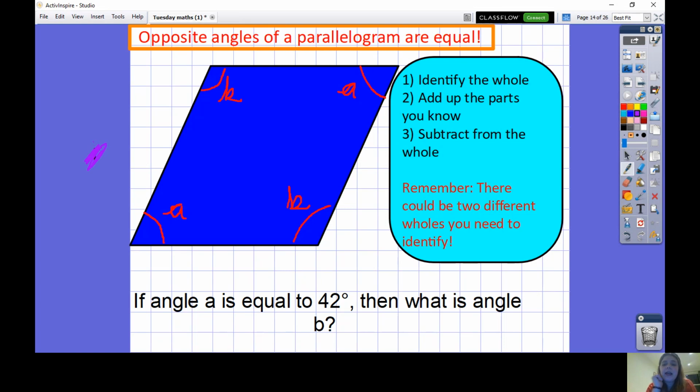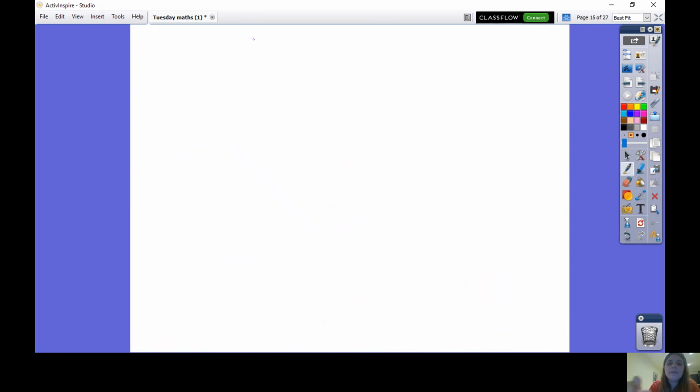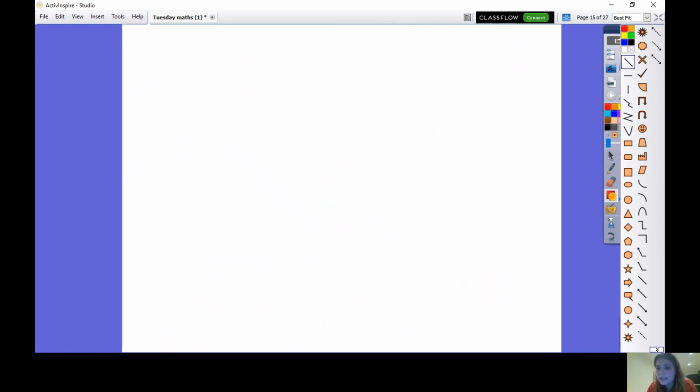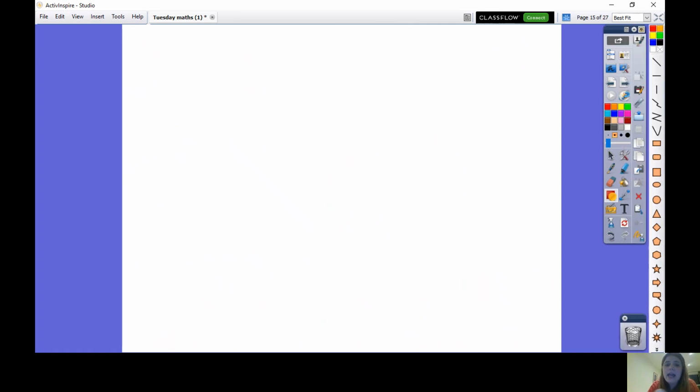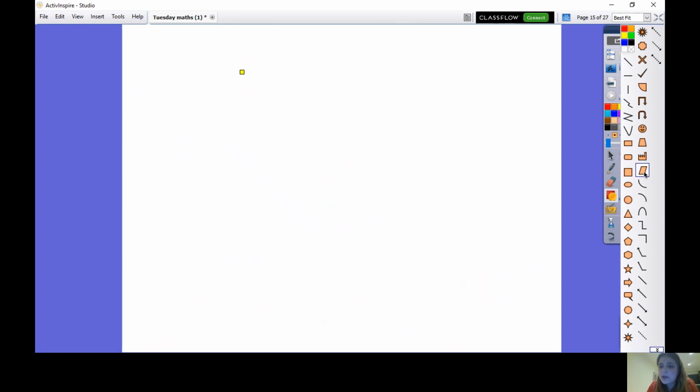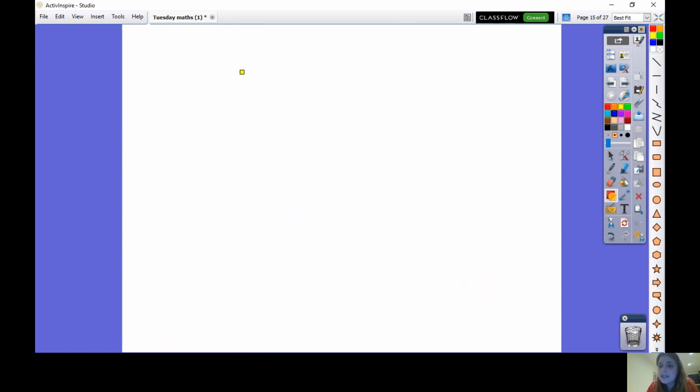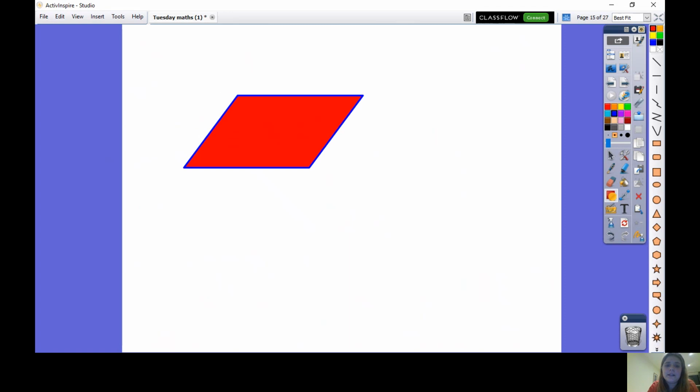If you can't remember what a parallelogram is, this is an example of a parallelogram. I'm going to show you a couple of other different shaped parallelograms just to make sure we're all on the same page in terms of what a parallelogram is. A parallelogram is a quadrilateral shape that has no right angles but 2 pairs of parallel sides.